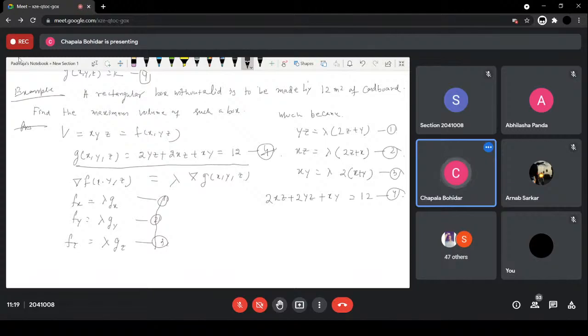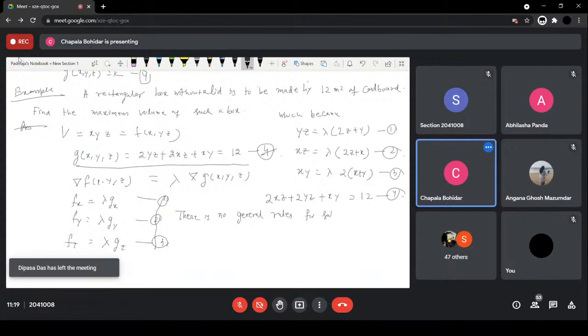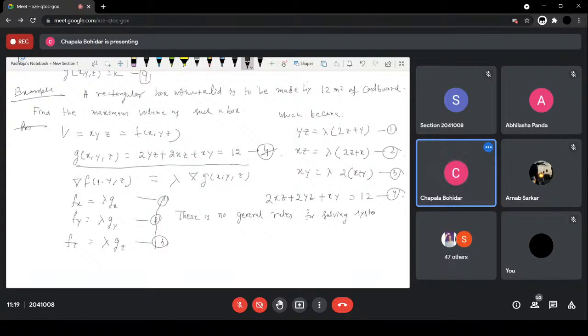Now we solve, and we find that there is no general rule for solving a system of equations.